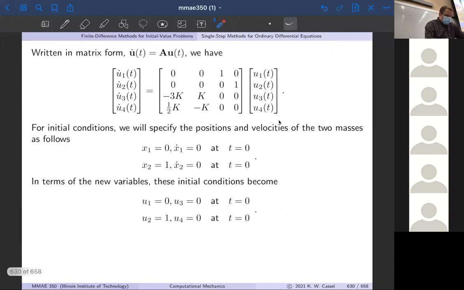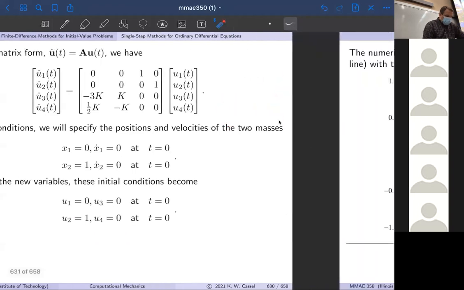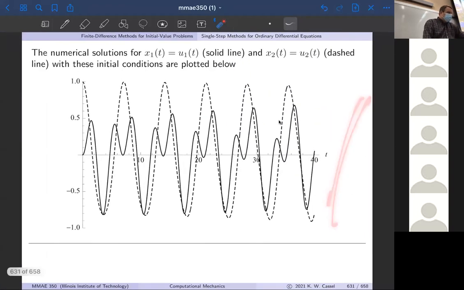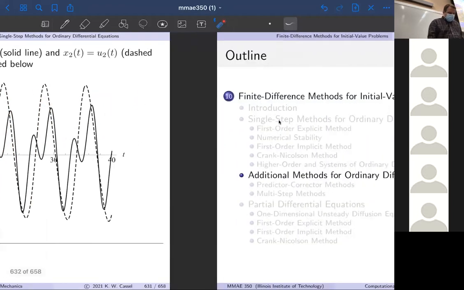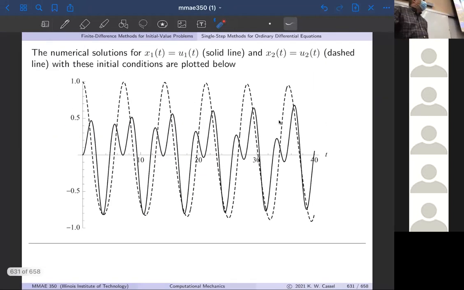So here's the system of equations written in matrix form, and here's a sample solution. So this is x1 and x2. Okay, so that's how we solve those. I've shown you those pictures before, but I didn't tell you how I got them. Now we know how to get them.